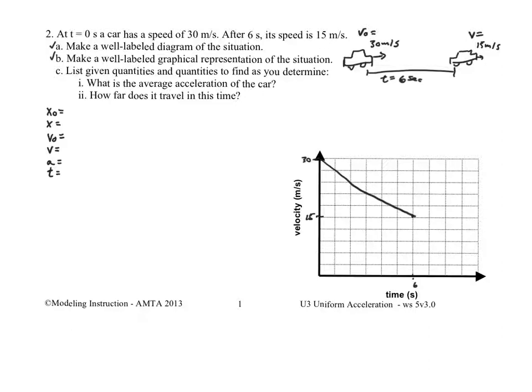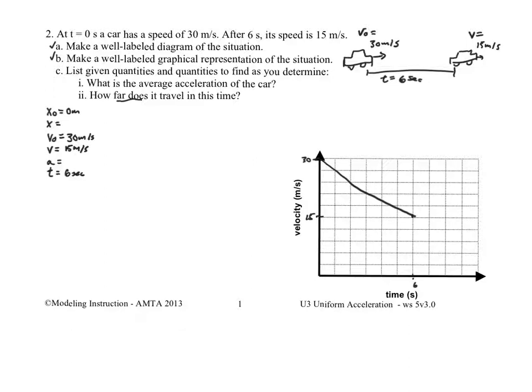I know that the starting velocity is 30 meters per second. I know the ending velocity is 15 meters per second. I know the time is 6 seconds. And I also can infer, based on no other position information, that my starting position can be 0 meters. It also wants to know how far the car travels, so it really wants to know a displacement. If I make my initial position 0, then my final position will be the displacement. From here, I want to find out 2 things: the average acceleration of the car and how far the car travels in this time.